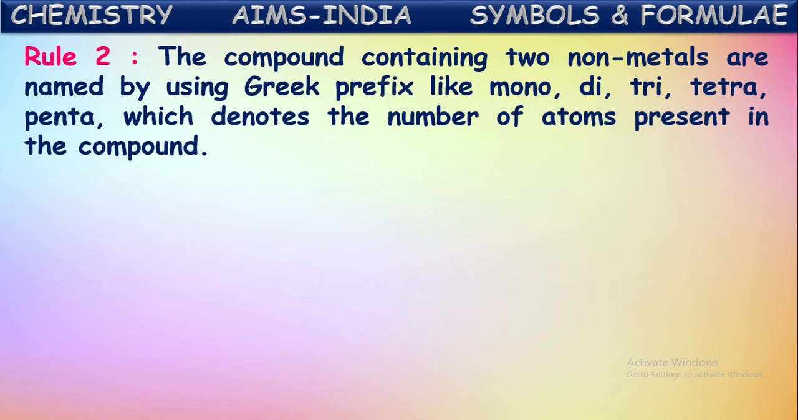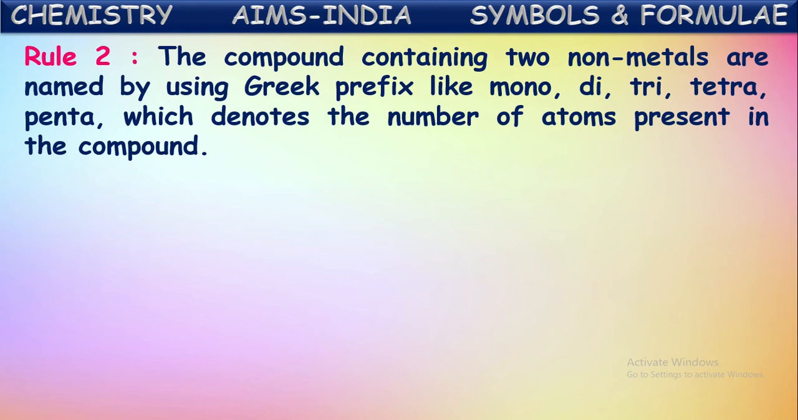The compounds containing two nonmetals are named by using Greek prefixes like mono, di, tri, tetra, and penta, which denote the number of atoms present in the compound. So in the earlier case we have seen the compounds are binary compounds containing one metal and one non-metal.